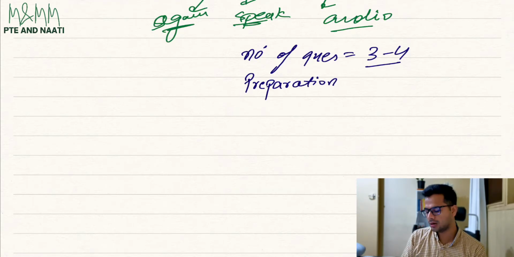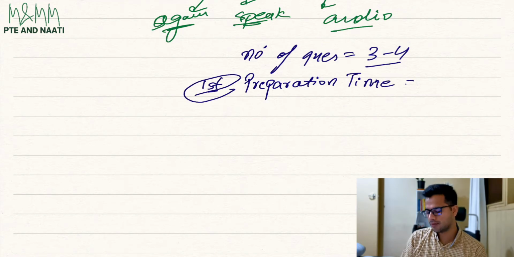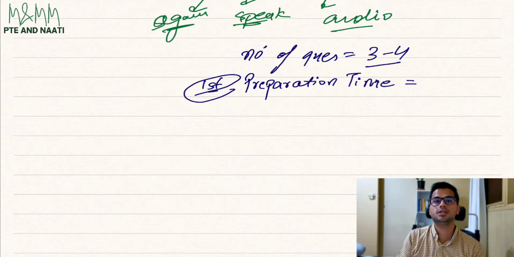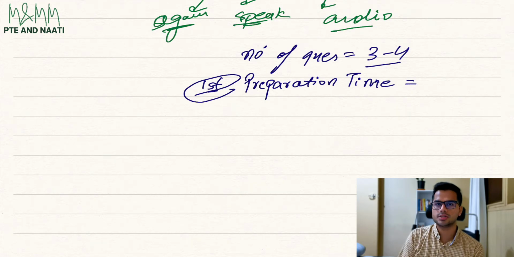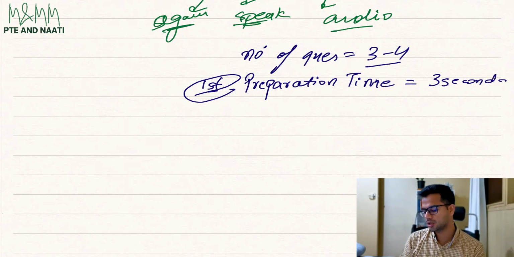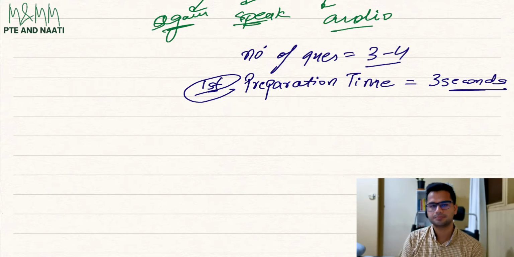Now understand how the sequence of this question and topic will go. You will have the first preparation time. That means time which is given to you by the computer to prepare. And that's the first preparation time. Now, before the audio starts to play, they will give you some time to prepare, or I can say they will give you some time to be ready. And that time is going to be 3 seconds.